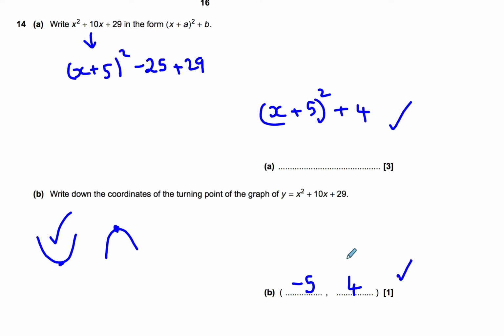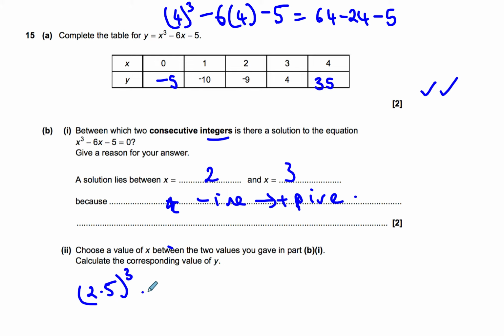Okay, so what they are looking for is when your y value goes from negative to positive, and it's actually here, so it's between 2 and 3. And just explain that your y value is going from negative to positive, and that change happens there. Then it says choose a value of x between the 2 values you gave in part 1 and calculate the corresponding value. So I could select a number in between these 2 values. So let's go for 2.5 and work out what that is when I substitute it into this value there.